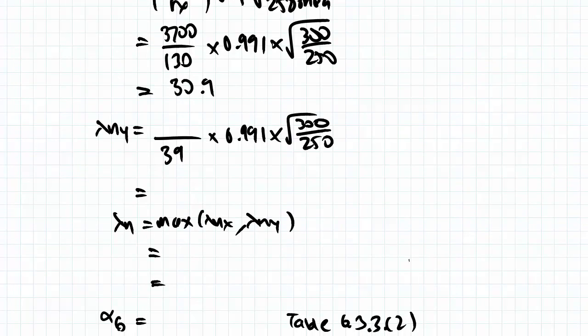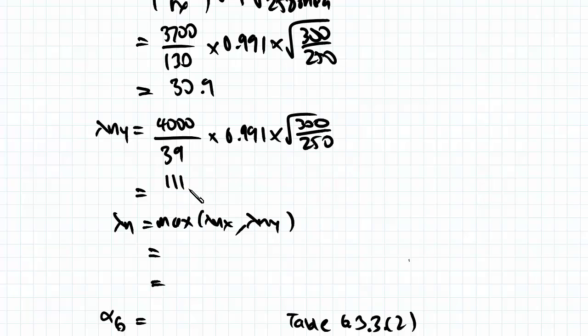We'll do the same thing for our slenderness in the y direction. Remember that our effective length in the y direction is 4 meters because of our member level bracings for out of plane buckling. And this should get you 111.